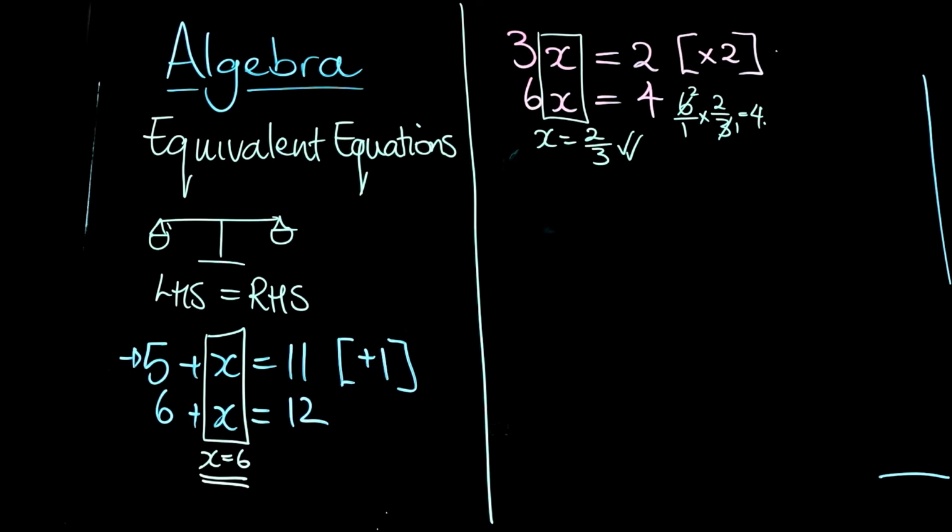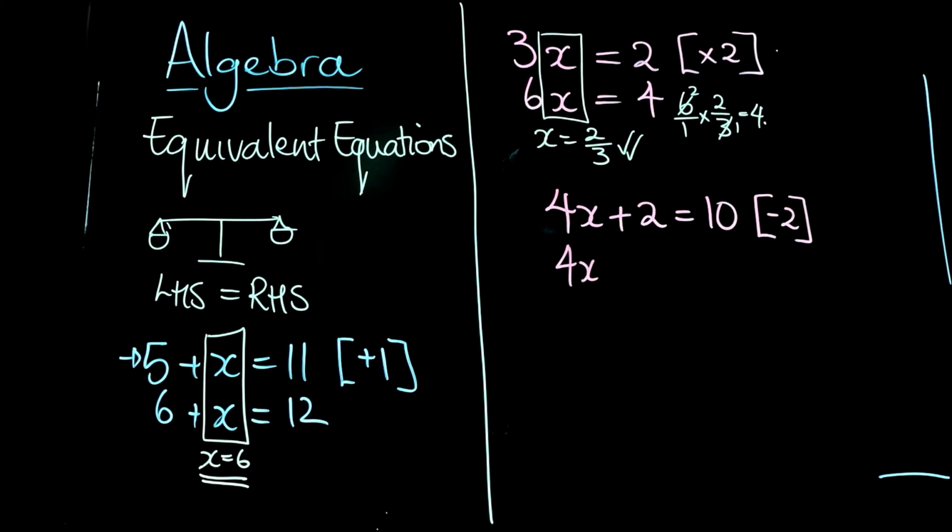So let's try a new equation. We've got 4x plus 2, and we're told that that's equal to 10. And our moves here, what they're asking us to do is subtract 2 from both sides. So what does that look like? This 4 times x stays the same. Plus 2 subtract 2, well, we could write plus 0, and that would be okay.